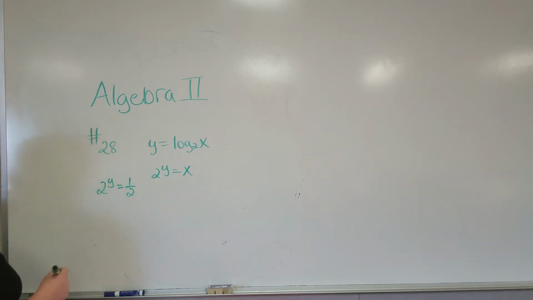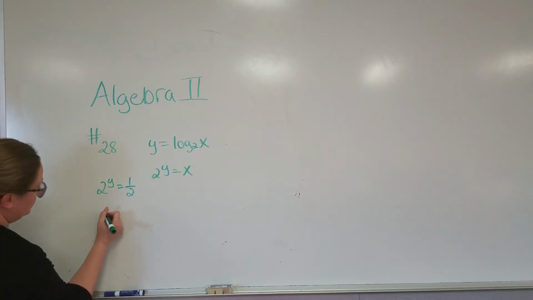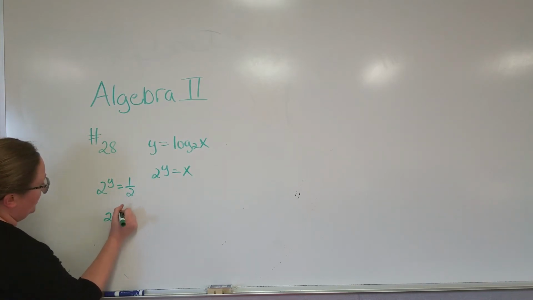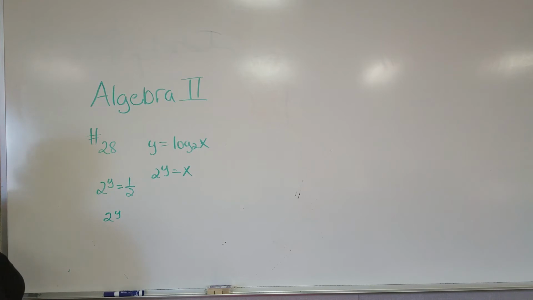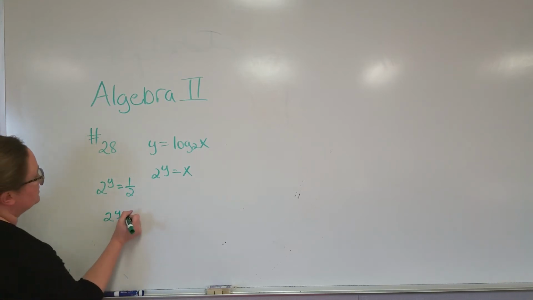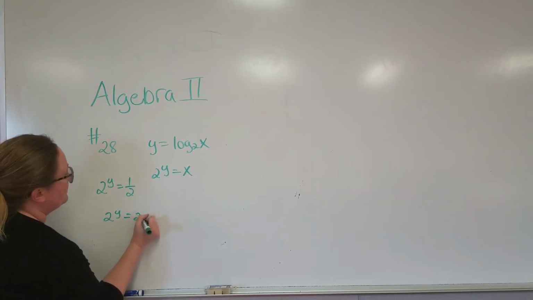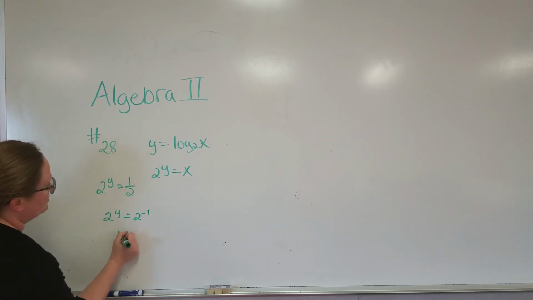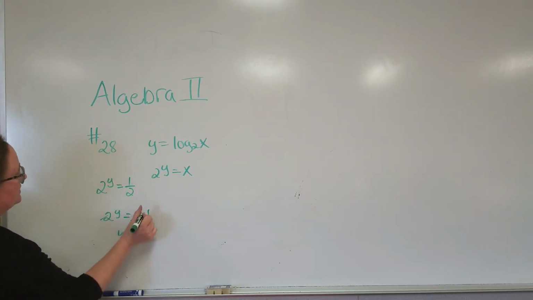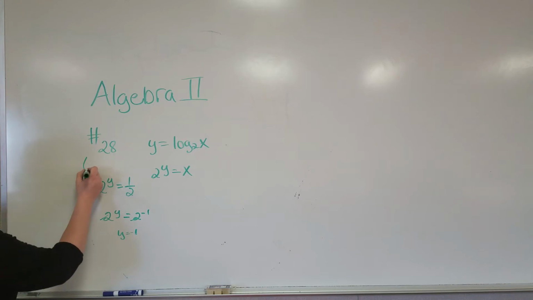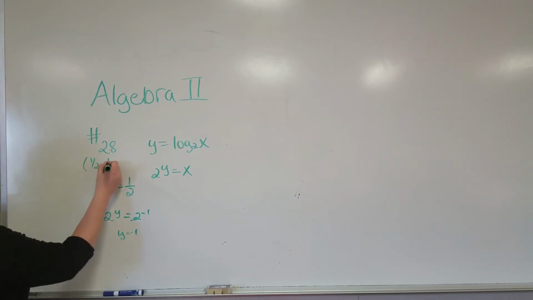So what gives you a fraction? A negative exponent. So this actually, 2 to the power of y would be 2 to the power of negative 1. So y equals negative 1, because your exponents can cancel. So when x was 1/2, y is -1. All right?